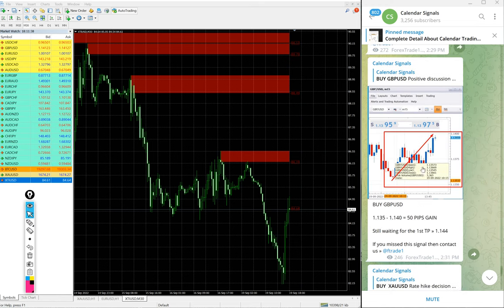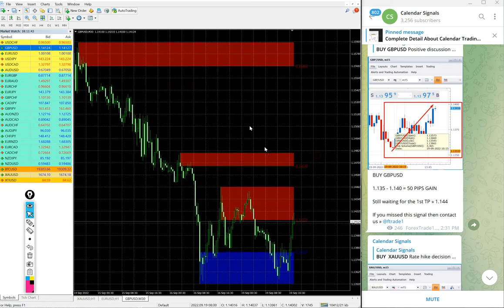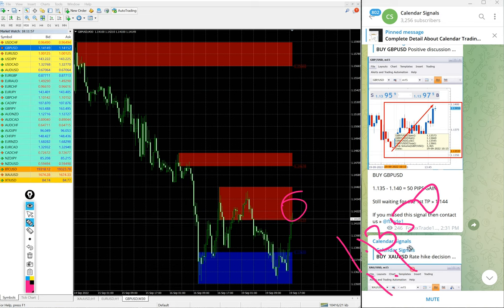And then the next signal is GBPUSD. Here is the GBPUSD buy signal we gave today. GBPUSD 30 minute chart is here. And GBPUSD entry at 1.1350 and high traded 1.1420. Yes, 1.1420, 70 pips. 70 pips gain on GBPUSD buy signal.